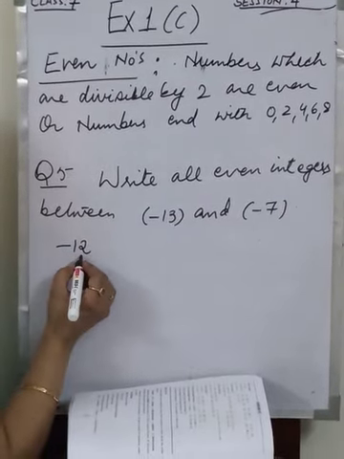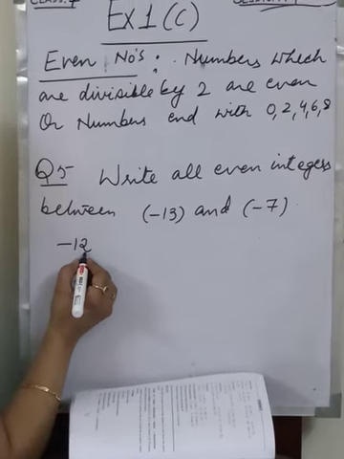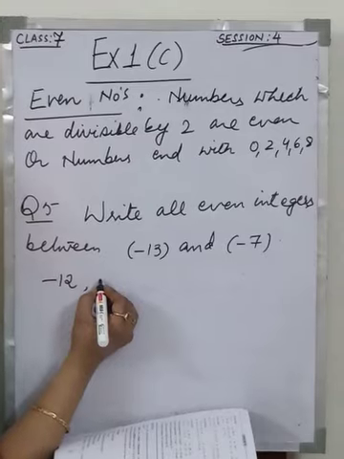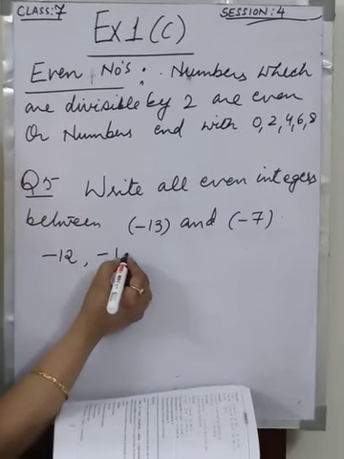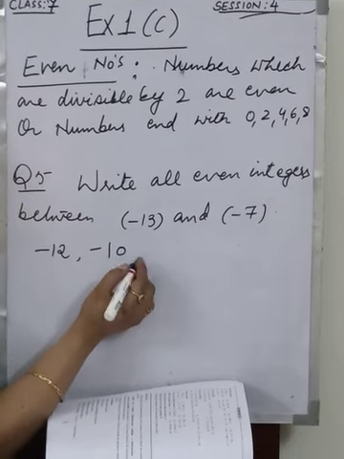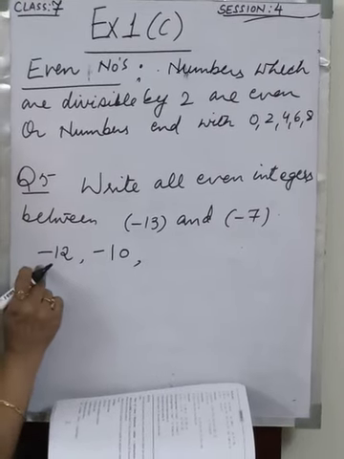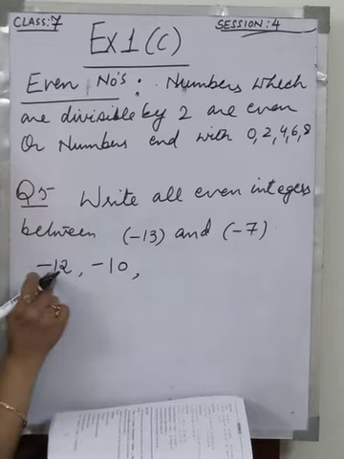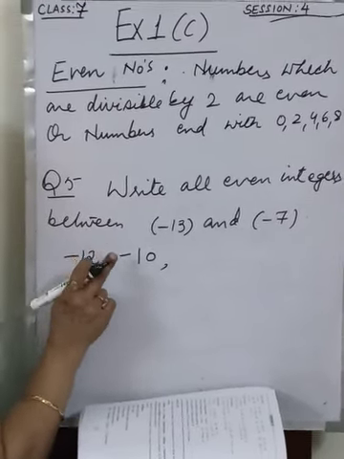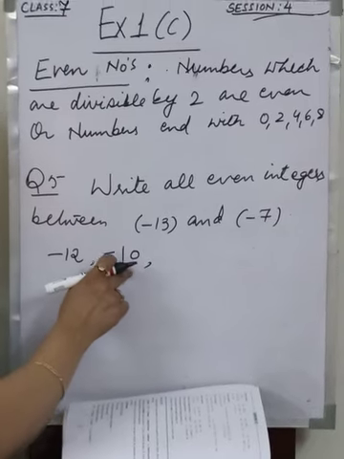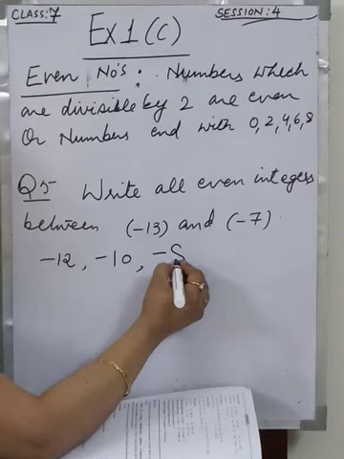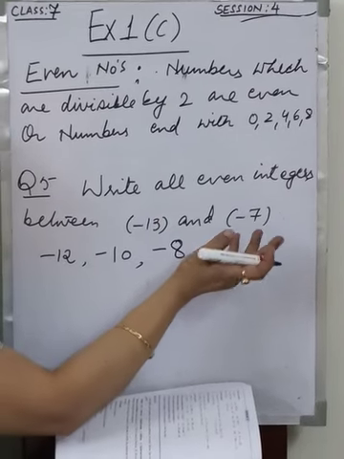12 is divisible by 2. It's even because it has 2 in the end. Then we have -10. That also has 0 in the end. Or you can understand, after -13 we have -12. Then -11. -11 is not an even number. Then -10, it's even. -9 is not even. Then we have -8 even, and then -7.